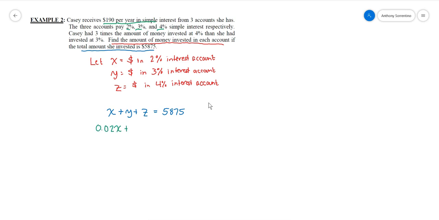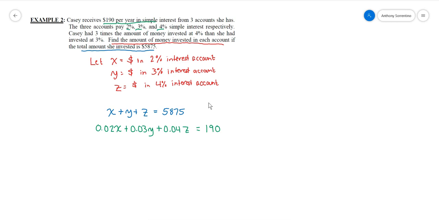So that means 0.02x plus 0.03y plus 0.04z is going to equal $190. Again, each one of those terms is the amount of interest she earned in the respective account, and then you take the amount she earned in each account, add them together, and you get 190. So that's where this one comes from.